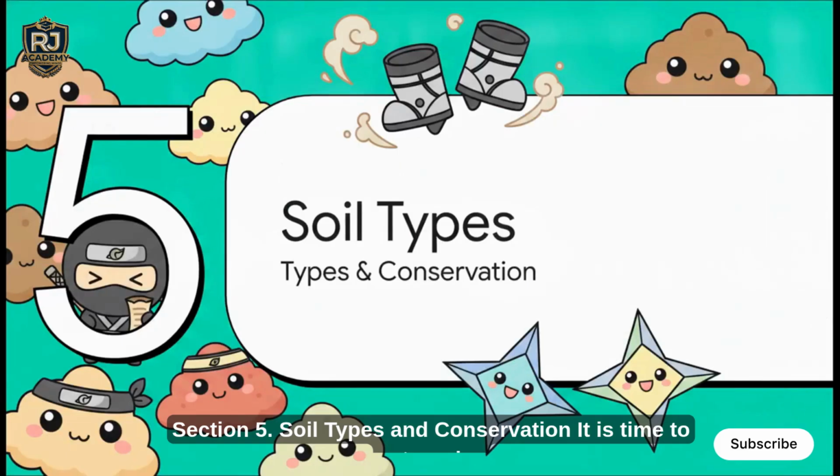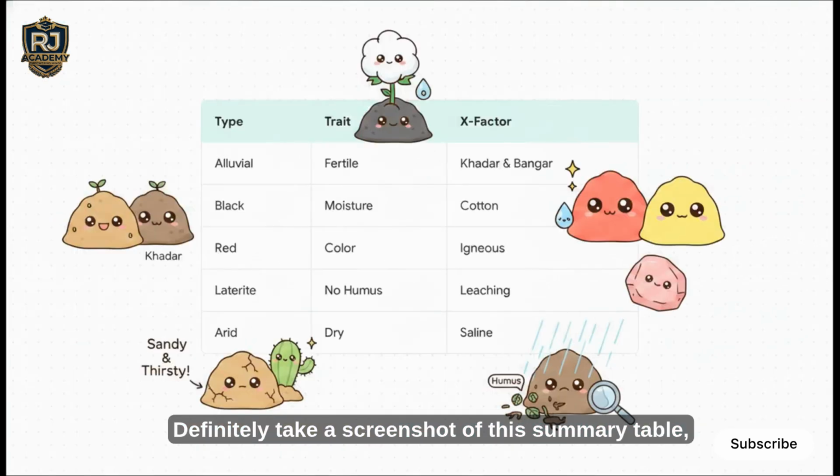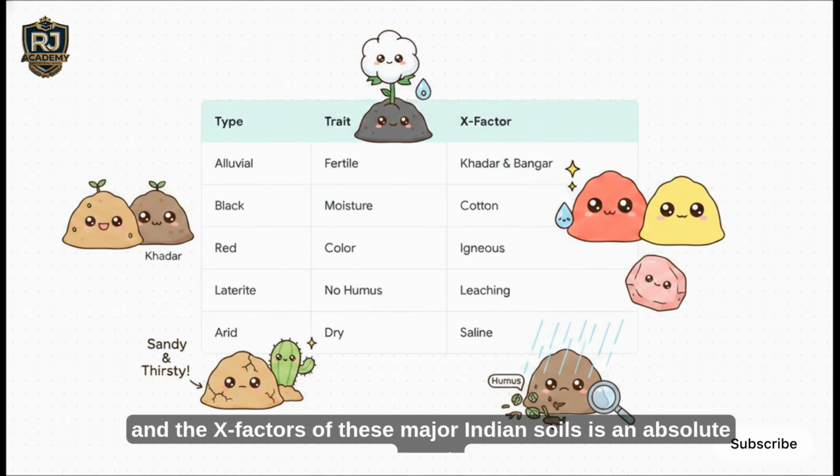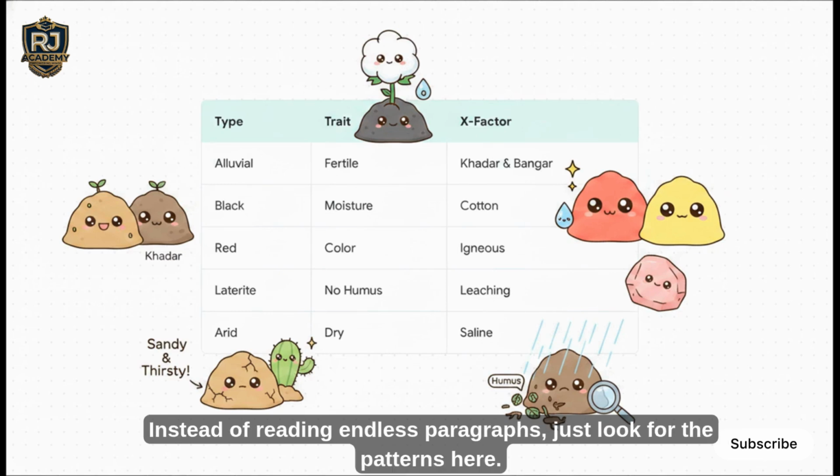Section 5. Soil Types and Conservation. It is time to categorize and really memorize Indian soils based on their unique traits. Definitely take a screenshot of this summary table because understanding the unique content, the suitable crops, and the X factors of these major Indian soils is an absolute must. Instead of reading endless paragraphs, just look for the patterns here.